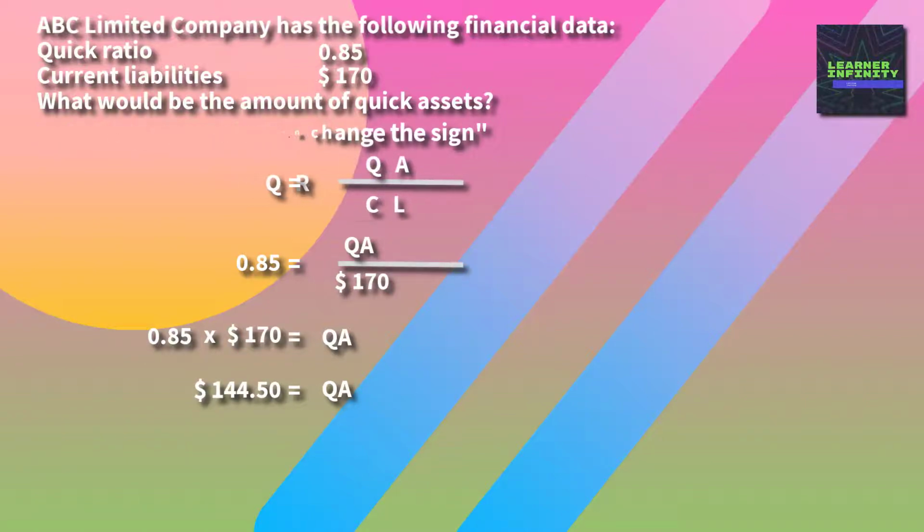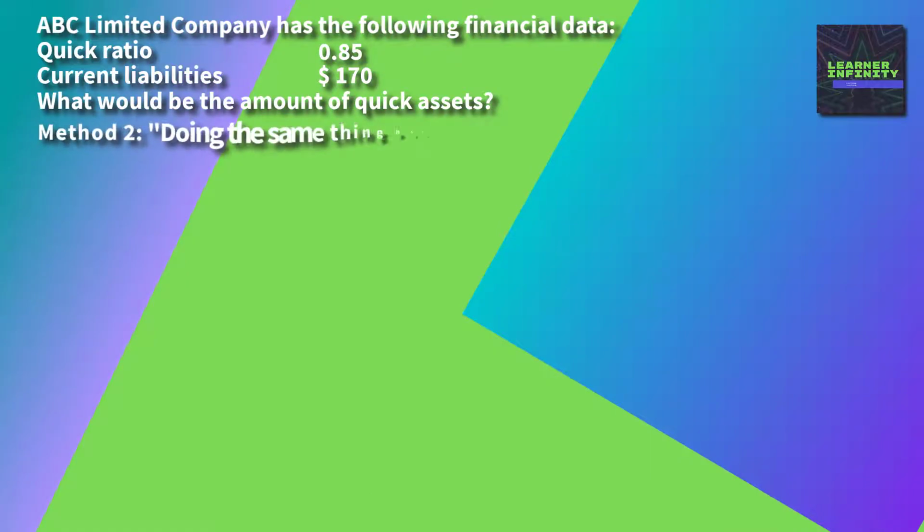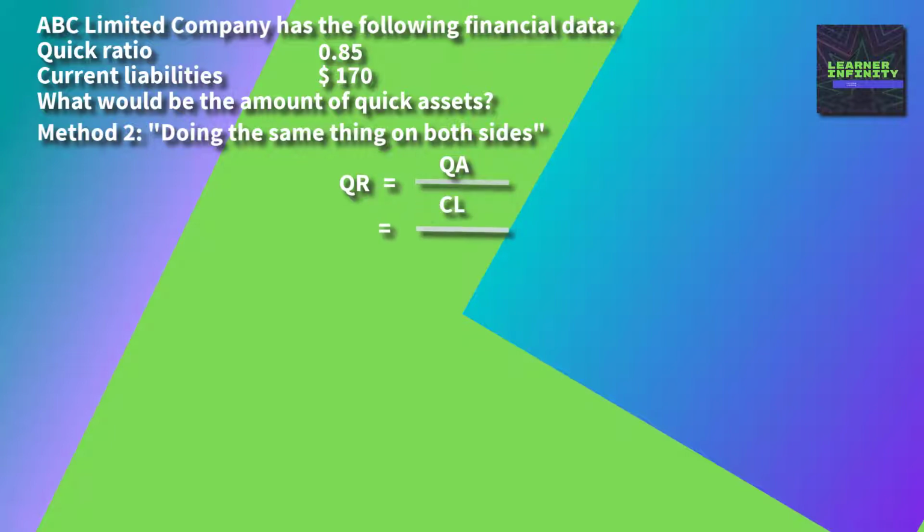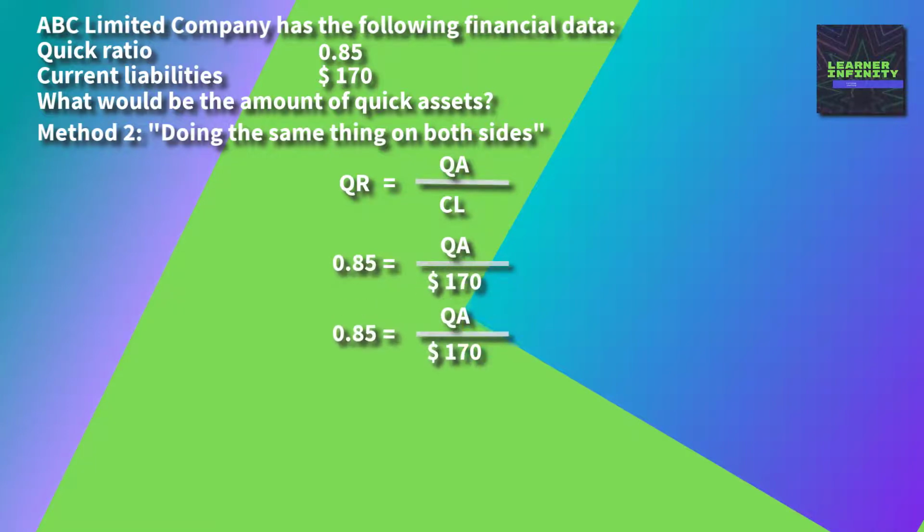The other way of doing this calculation can be called doing the same thing in both sides. Again, we will use the formula of quick ratio. Quick ratio of 0.85 and current liabilities of $170 were already given, so the unknown value is QA or quick assets. We're looking for QA, and therefore we have to do something to eliminate the denominator $170. We will multiply the fraction QA over $170 by the denominator $170. The rule said do the same thing in both sides, so the other side must be multiplied also by $170.